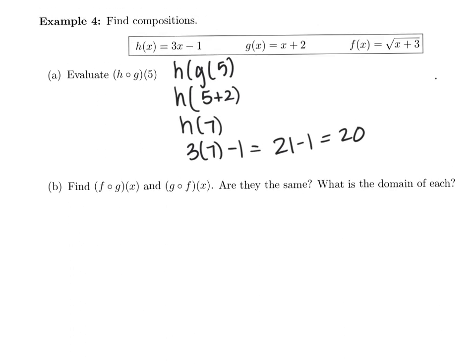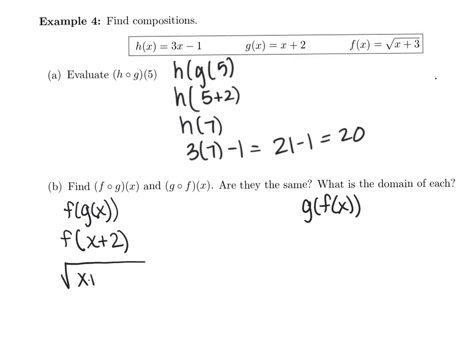This next part, you're going to evaluate f of g of x. I'm going to write f g of x. And then we're going to do the same thing. We're going to do the reverse and do g of f of x. And we're going to compare, are they the same? So f of g of x, so f, I'm going to write the g function down of x plus 2. And then I'm going to take x plus 2, I'm going to plug it into the f function. So I would have the square root of x plus 2 plus 3, which is the square root of x plus 5.